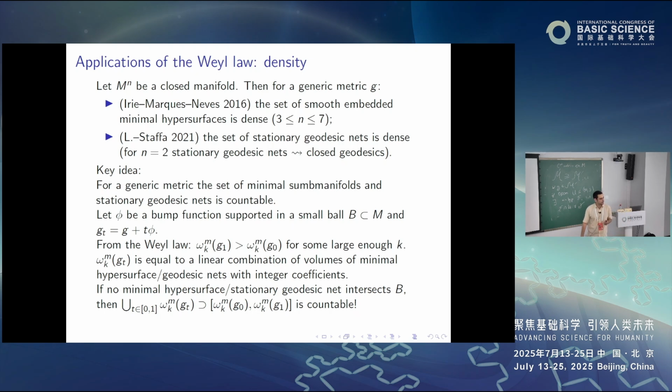Surprisingly, it's hard to get. So for stationary geodesic nets, there's quite a bit of work that Bruno had to do to develop this theory. You would like to say that the volumes of stationary integral varifolds is a set of measure zero. We'd like to have Sard's lemma of that kind, but we don't know how to prove that.